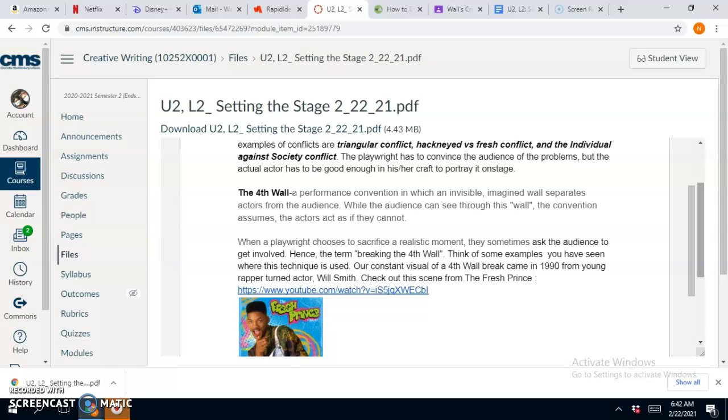And then I put the example of Will Smith from The Fresh Prince. And when you guys get your asynchronous time, please click this link because Will did it all the time. The Fresh Prince came out in 1990, and I'm telling you, every chance Will got, he would stop, look at the audience, and talk to us.